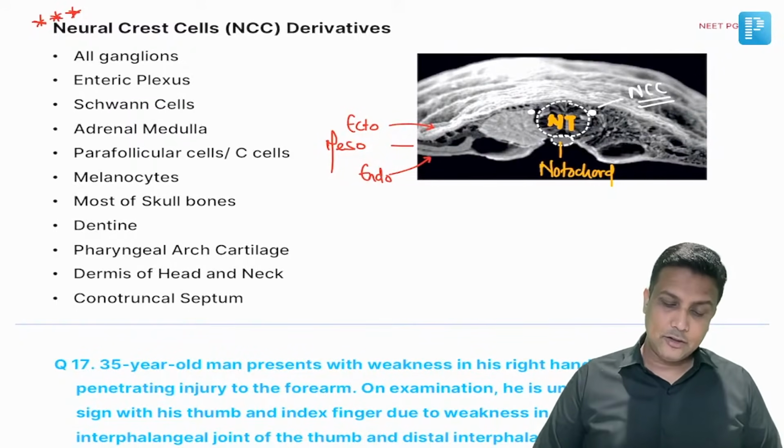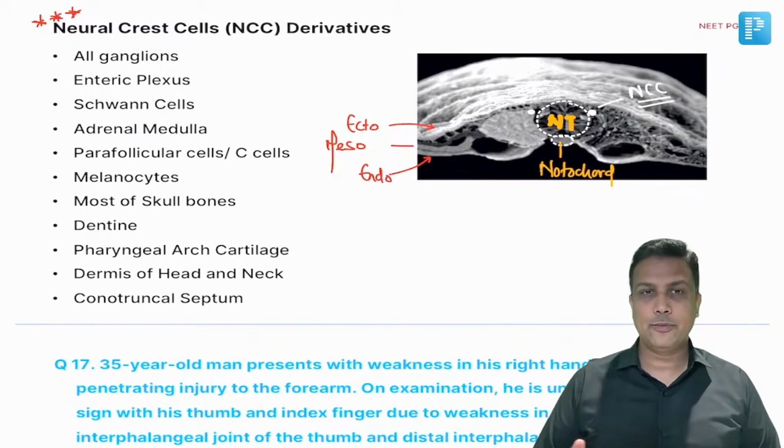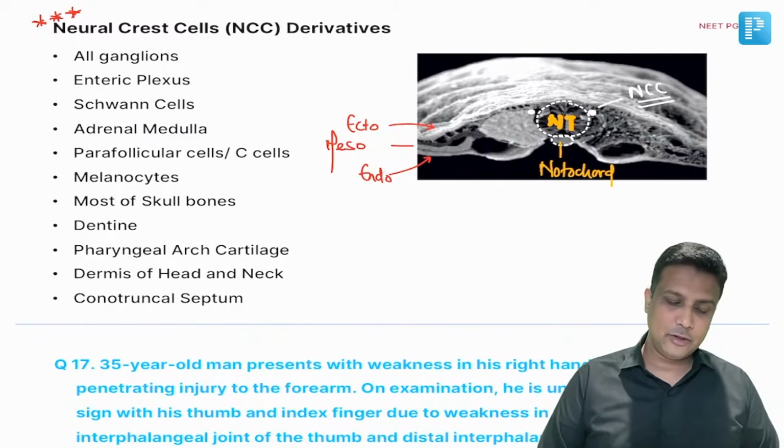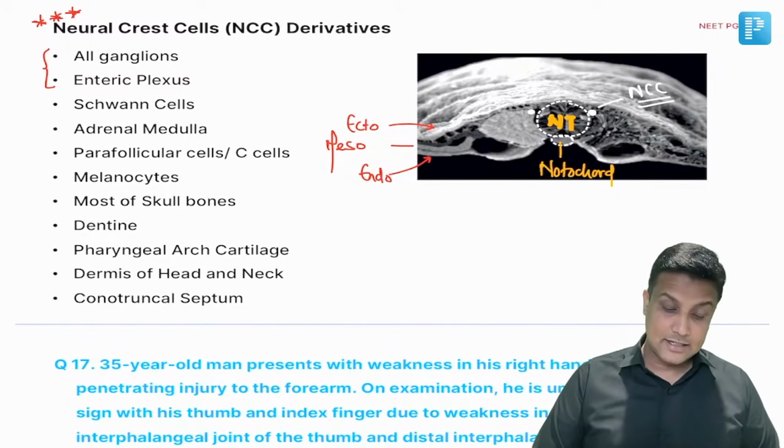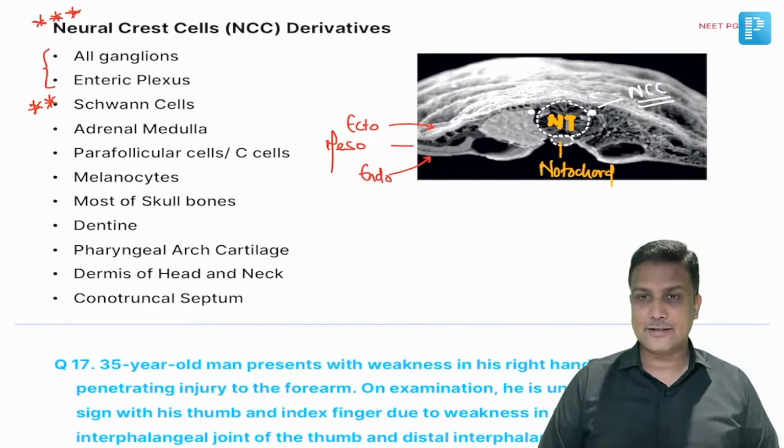Now, these neural crest cells are the ones which are going to form your peripheral nervous system. So remember, they are going to form all the ganglia as well as the enteric plexus. This is something really important. Schwann cells are also derived from the neural crest cells.